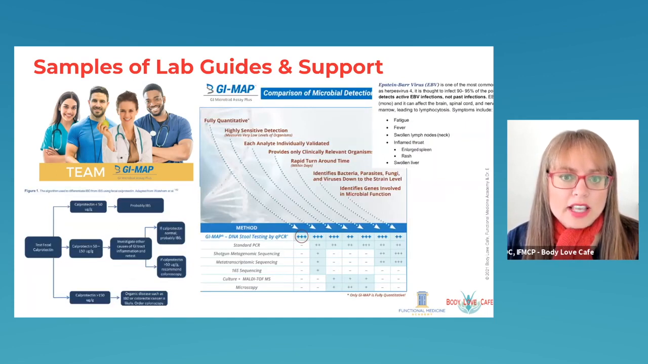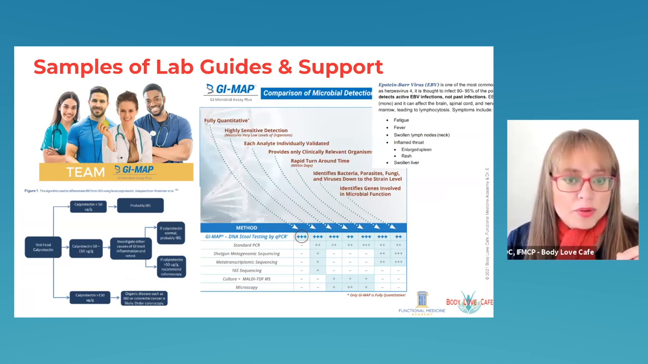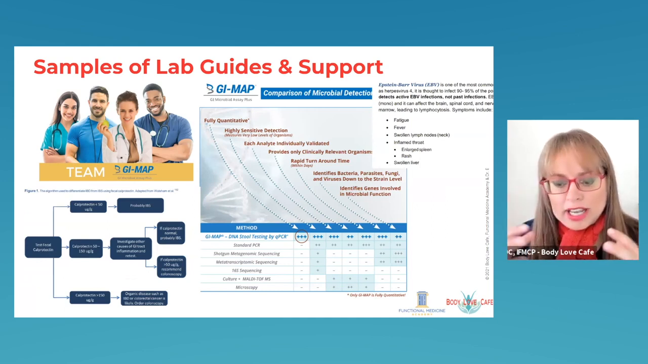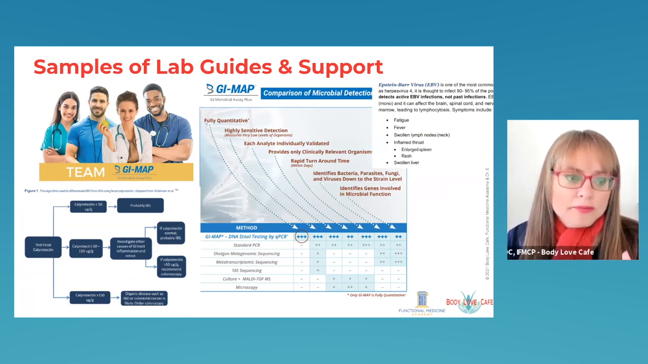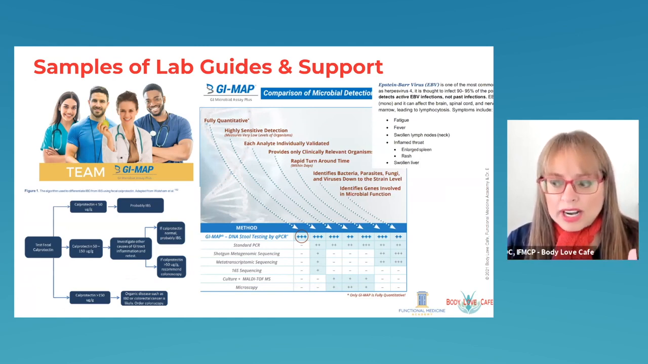Okay, last sample of lab guides and support for Team GI Map. There's more out there, obviously, but I just want to give you a little snapshot. This grid on the left is great for calprotectin. We'll talk a little bit more about calprotectin, but if you're not familiar with that, we're looking at neutrophil infusion and activation of the immune system and an inflammation marker for the colon. Calprotectin is one of the most studied markers for inflammation worldwide.